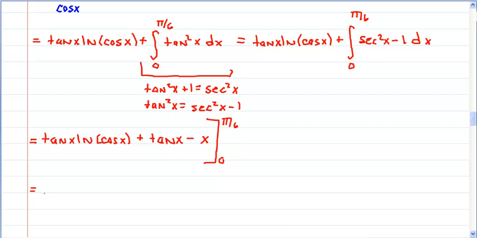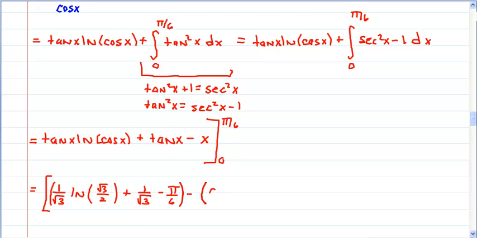So when I take pi over 6, the tan of pi over 6 is 1 over the square root of 3, times the natural log of the cosine of pi over 6, which is square root of 3 over 2, plus tan of pi over 6, which is 1 over the square root of 3, minus pi over 6. And now we subtract 0.